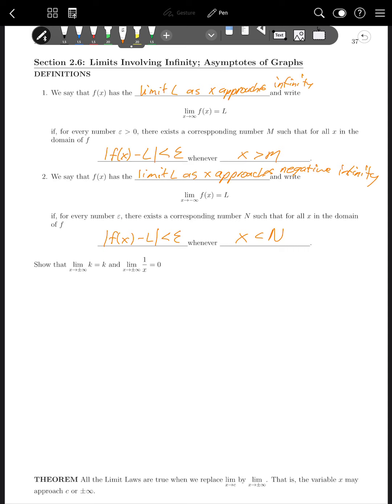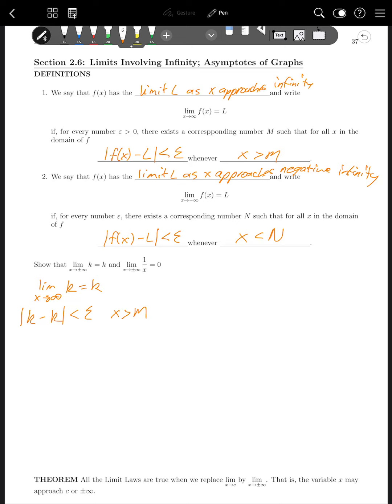Now, I can use the proof structure that we've used before for these, and I'm just going to do the plus ones. This will hold for negative ones as well. So if I want to prove that the limit as x approaches infinity of k equals k, then I want to use this first definition here. So I want to say k minus its limit k is less than epsilon for any x value that is greater than M. That's what we're trying to show.